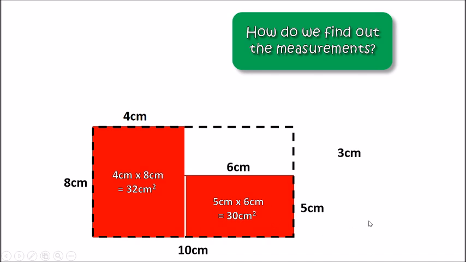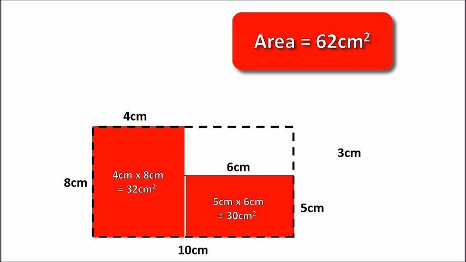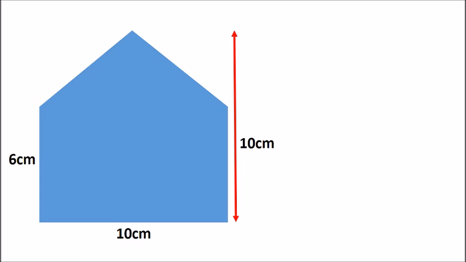So the total area of this red shape is 62 centimeters squared because I've added my 32 centimeters squared and my 30 centimeters square areas together. Let's try another one together. If you're feeling confident, please just pause the video.